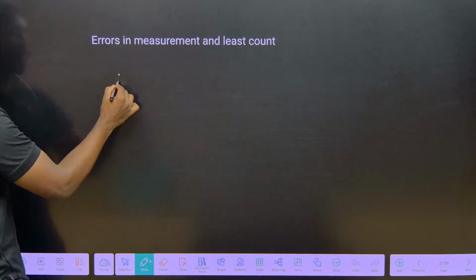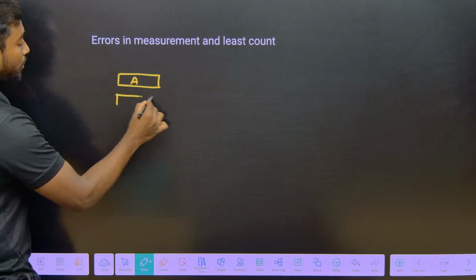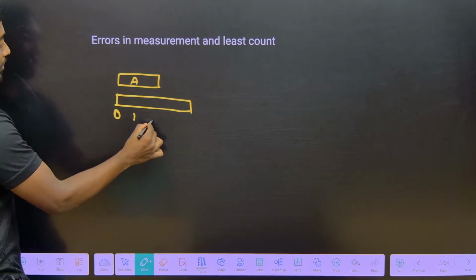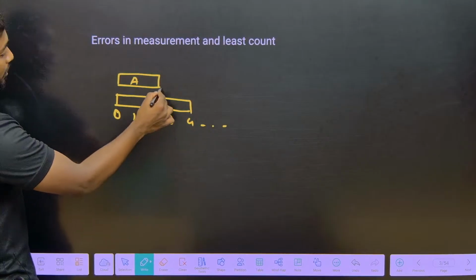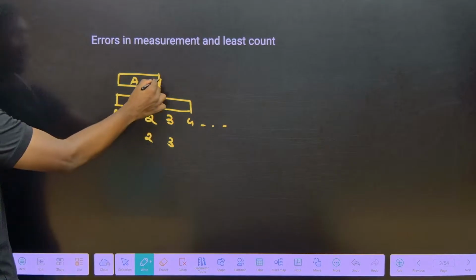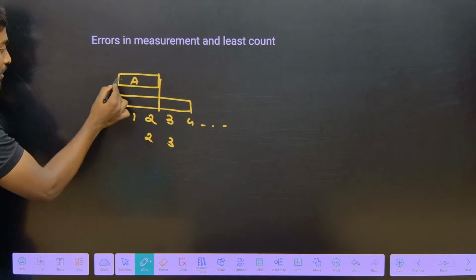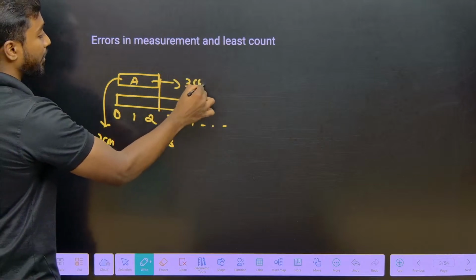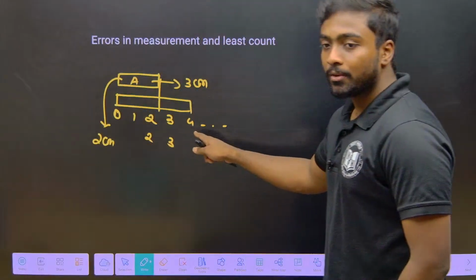Consider an object A. If I want to measure the object A with a scale which has 0 centimeter, 1 centimeter, 2 centimeter, 3 centimeter, 4 centimeter and so on, and it lies exactly between 2 and 3, I take the nearest number. I will say the object is 2 centimeter, or else I can say it is 3 centimeter. Here the counts are like 1, 2, 3, 4.